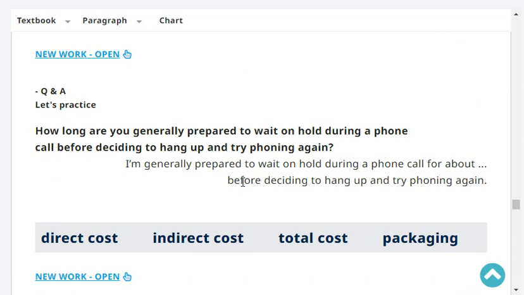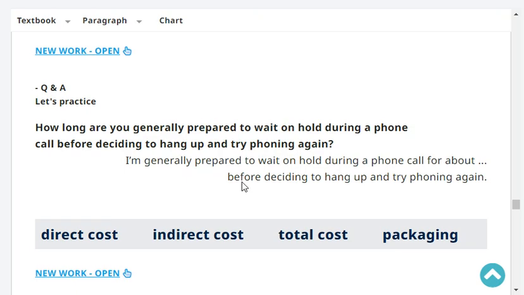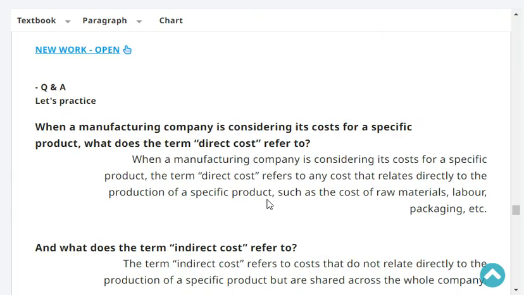Okay, how long are you generally prepared to wait on hold during a phone call before deciding to hang up and try phoning again? I'm generally prepared to wait on hold during a phone call for about 30 seconds before deciding to hang up and try phoning again. Very good.